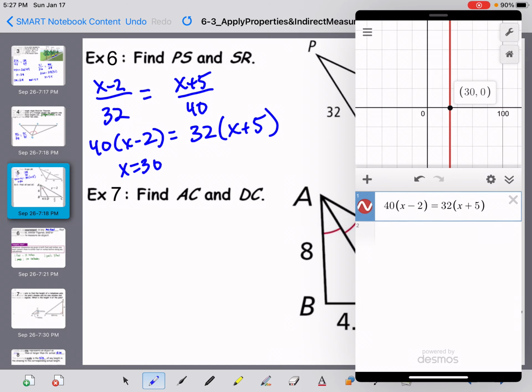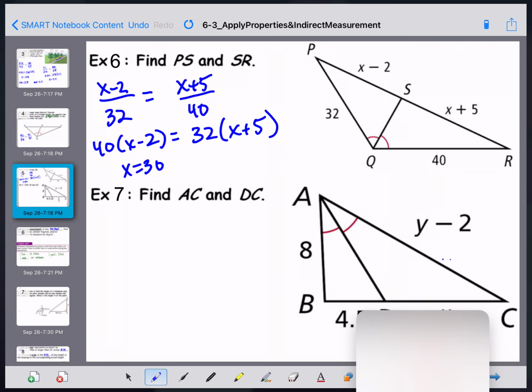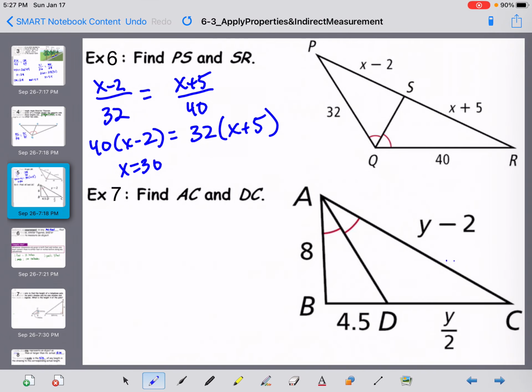All right, is x equals 30 my answer? No. I have to substitute that 30 in. So for PS, it's going to be 30 minus 2, which is 28. And for SR, it's going to be 30 plus 5, which is 35. So double check your problem. Make sure you're answering what the question's asking for.